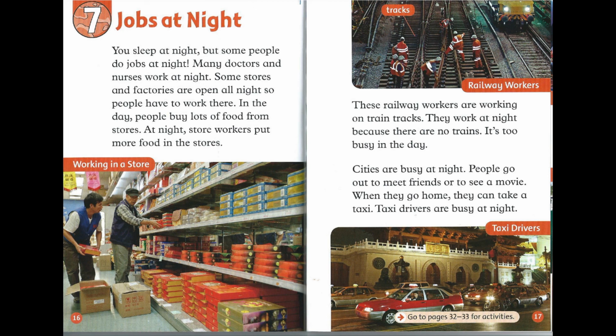These railway workers are working on train tracks. They work at night because there are no trains. It's too busy in the day. Cities are busy at night. People go out to meet friends or to see a movie. When they go home, they can take a taxi. Taxi drivers are busy at night.